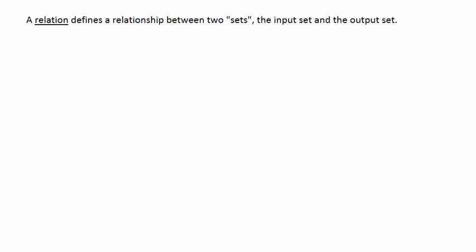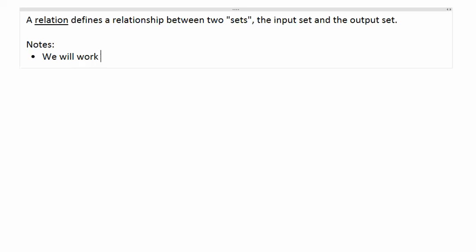So here, I formally described what a relation is. It simply defines a relationship between two sets, the input set and the output set. Now, if I would have told you that up front, you would have been like, huh? So I think it was better to show you the picture first so that you can understand what this means. So now just to state some of the things I said about relations. The first thing is we will work only with real number inputs and real number outputs.